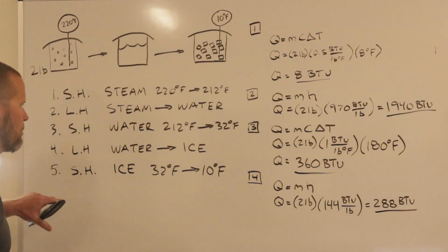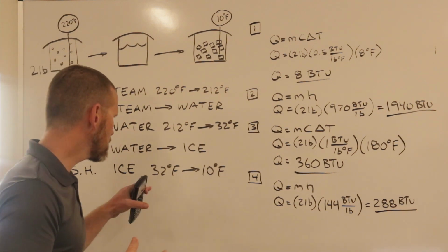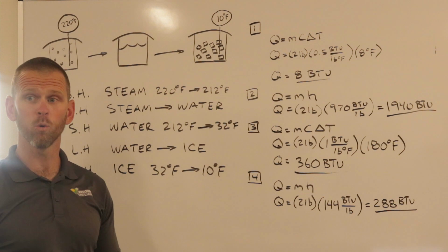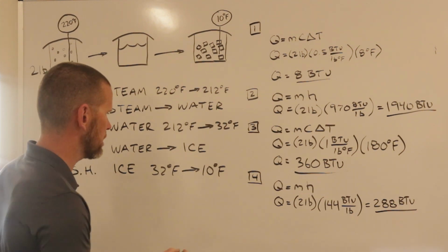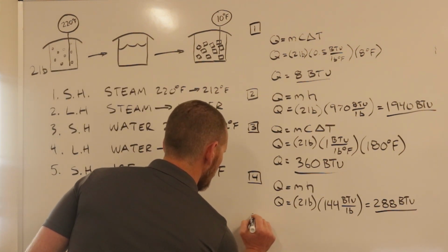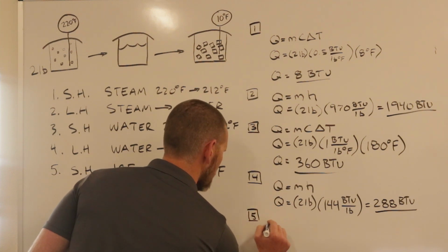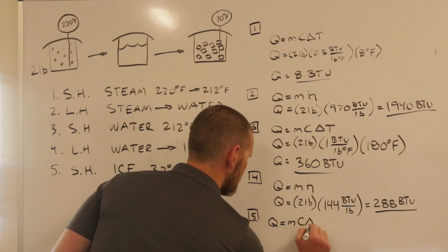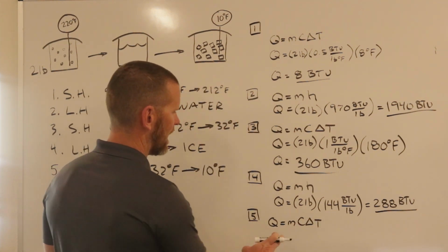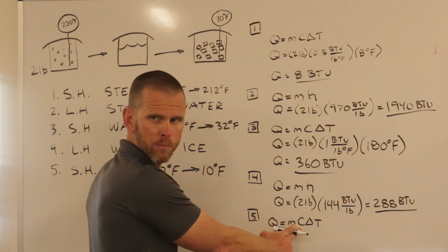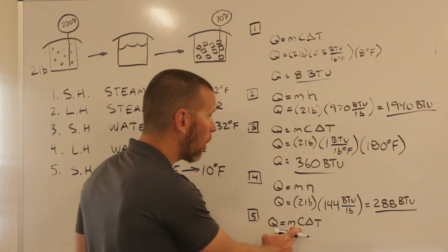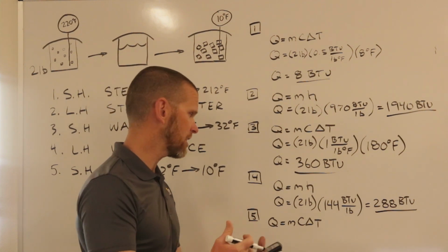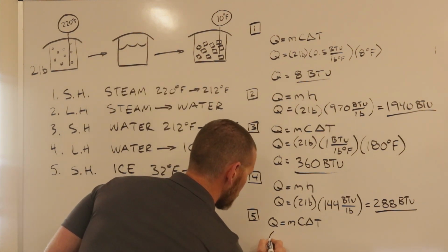On to our final step. We're sitting on 32 degree ice, and we need to cool that ice down to 10 degrees. So we need to cool it 22 degrees. That's our delta T. So let's do our final calculation. Q equals mc delta T. Once again, we're not dealing with water anymore, so our specific heat of ice is also 0.5 BTUs per pound degree Fahrenheit. It's the same value as it is for steam. So let's plug in our numbers.